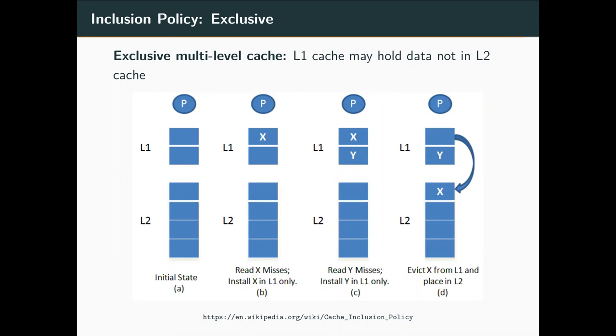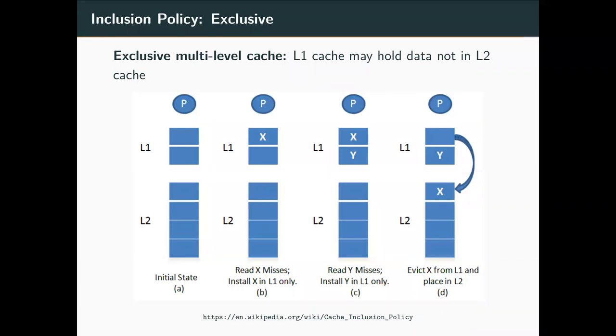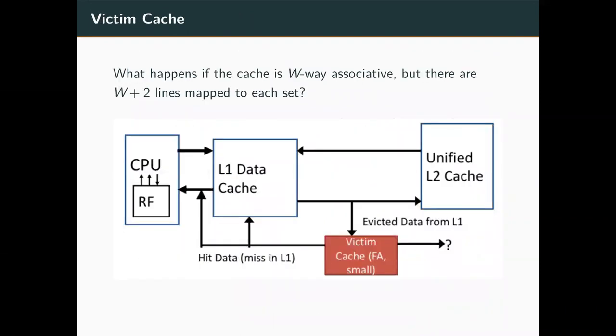Here's another, which is exclusive. So L1 cache may hold data not in L2. Can we just pull it straight in? We probably will pull it all the way into L1 and just leave it out of L2 for now. But eventually, we might have to evict from L1, and in that case we will put it in L2. So L2 becomes a cache for the evicted thing. Keep that in mind, because we'll see it again in one slide.